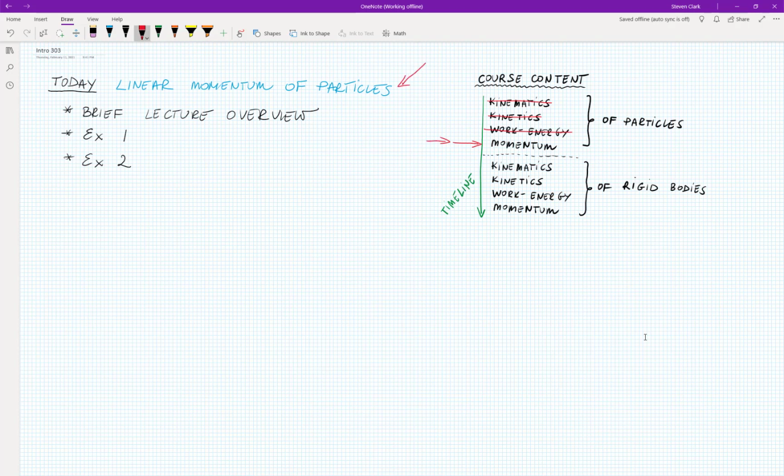Anyway, as I already said, today we'll start a new chapter, and today we'll focus on linear momentum of particles. And today I prepared just a brief lecture overview and two examples. Sounds like a plan for today? Okay, so let's start.